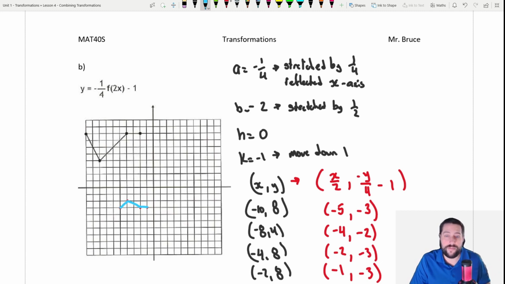We've stretched it by a factor of 1/2, or you can think of it as we've compressed it by a factor of 2. So it's actually smaller. But essentially that is what this graph will look like. So that is y is equal to -1 over 4 f of 2x minus 1.